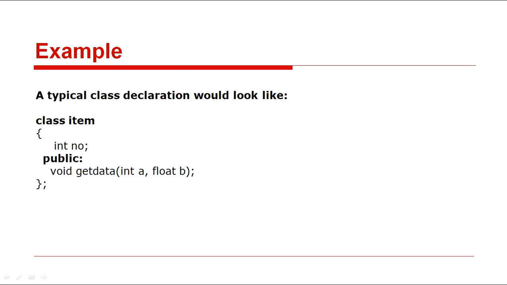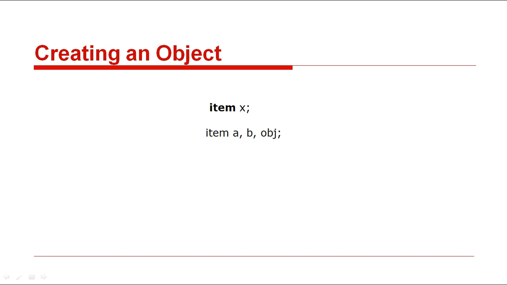Because here, how many members are there? Only one member, the number NO. NO occupies 4 bytes of memory. Then item A occupies 4 bytes, B occupies 4 bytes, and OBJ occupies 4 bytes. These are fixed-length memory blocks. Clear? This is the declaration of objects A, B, OBJ, multiple variables of the same class.